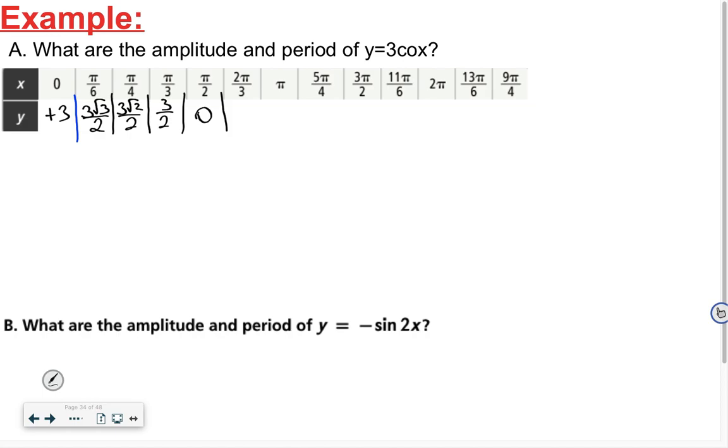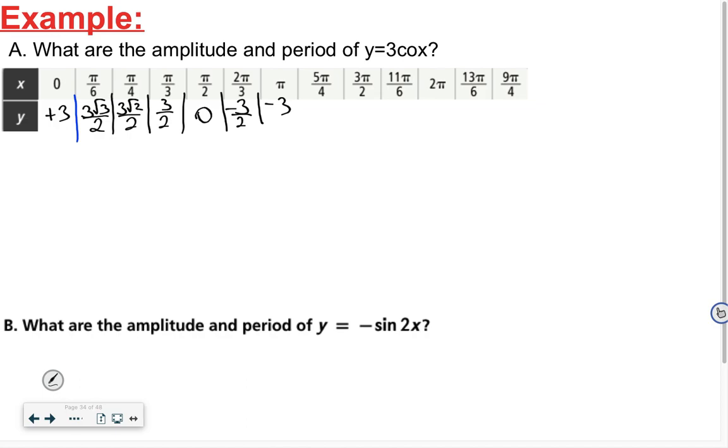If you substitute 2 pi over 3, the reference angle pi over 3 is going to be 1/2. This is the second quadrant, by the way. In the second quadrant, the sign of the cosine is negative, so your answer will be negative. 3 times 1/2 will be negative 3/2. And pi is going to be negative 1 multiplied by 3, which is negative 3.